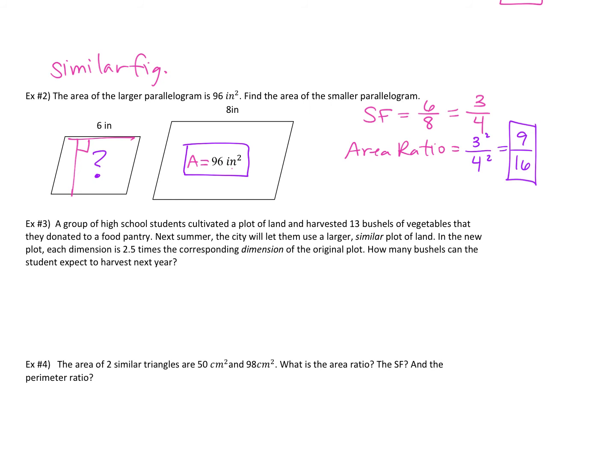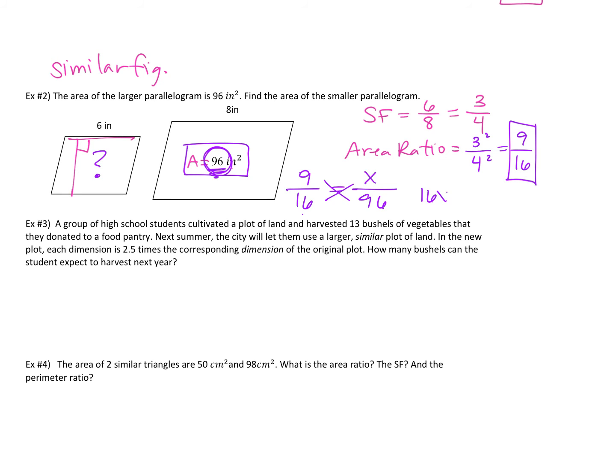Okay, essentially, you're setting up a proportion, right? You're saying 9 to 16. Where does this 96 have to go in this proportion? On the bottom, right? Because it's the bigger one, so it needs to go across from the bigger one. If you put it on top, you're going to get the wrong answer, okay? So it's going to be area ratio is equal to the missing area over the area that we know. And then you just cross multiply it.